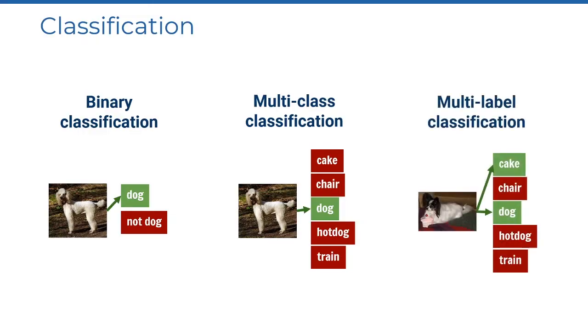We also have multi-label classification, where you have multiple possible labels, but there can be more than one correct answer. So in this case, there could be 2 answers. The picture shows both a cake and a dog. So this is an image of both a cake and a dog.